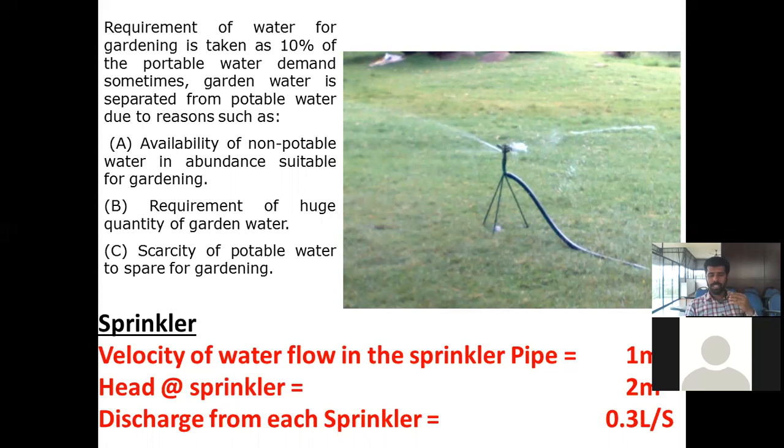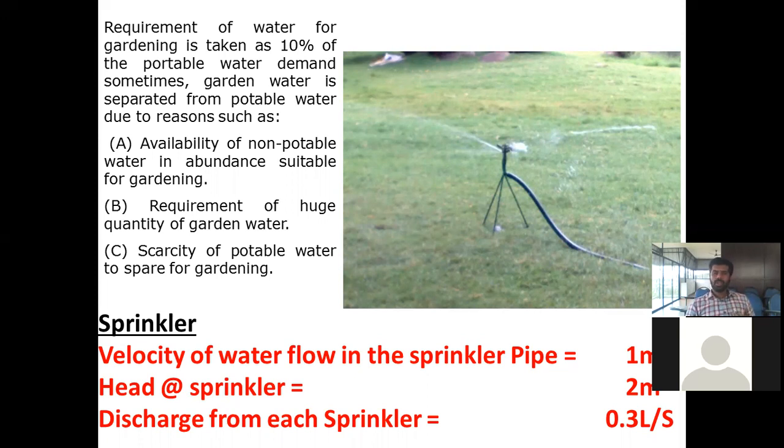That is not always necessary because it is used for gardening, right? We don't use drinking water. Normally, we don't use drinking water directly for gardening purposes. But if there is no other water and if you have a large abundance of potable water or drinking water, then you can use that.